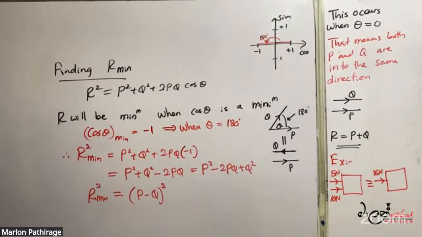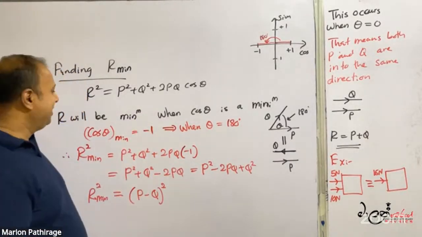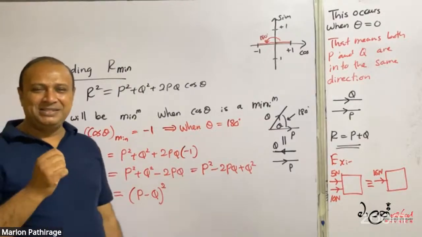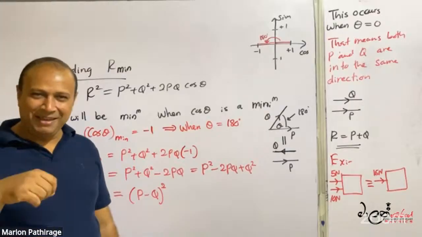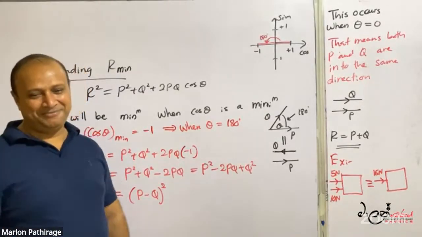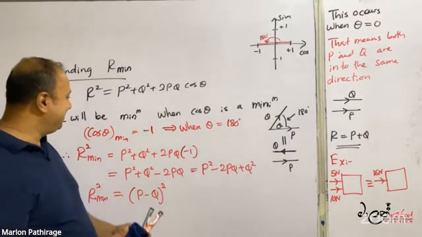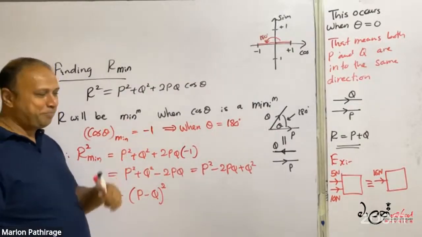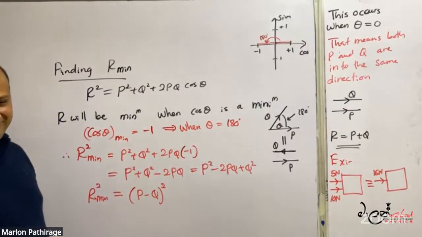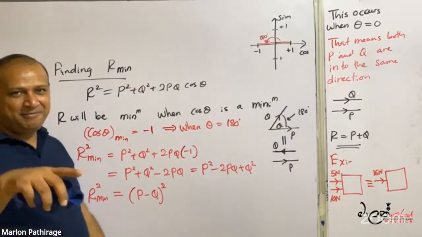This is a short term. Instead of writing minimum, you can write MIN. Minimum and maximum, it is a short term.